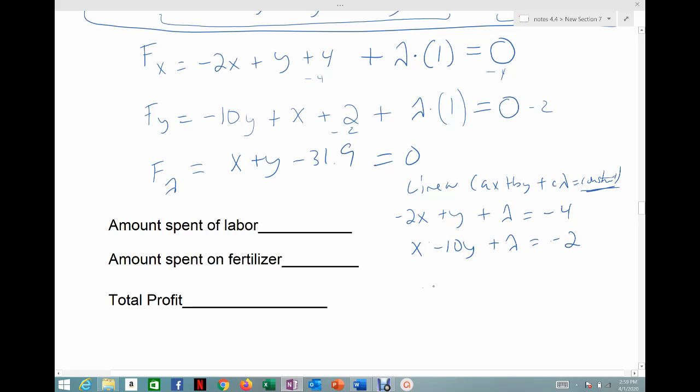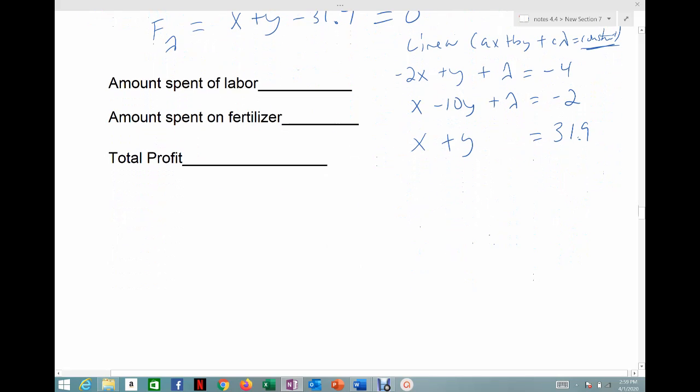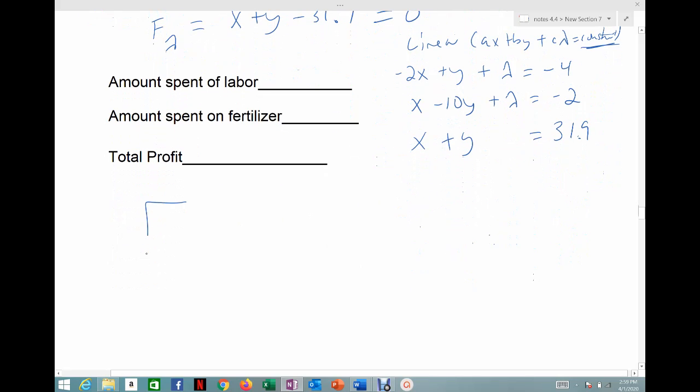And then the last one is just the constraint equation, right? I moved the 31.9 to the other side. And so it's x plus y, no lambda, equals the 31.9, which is my constraint equation. Alright, so there's my system that I can now plug into my matrix. So again, show what you're plugging in so I know what method you're using.